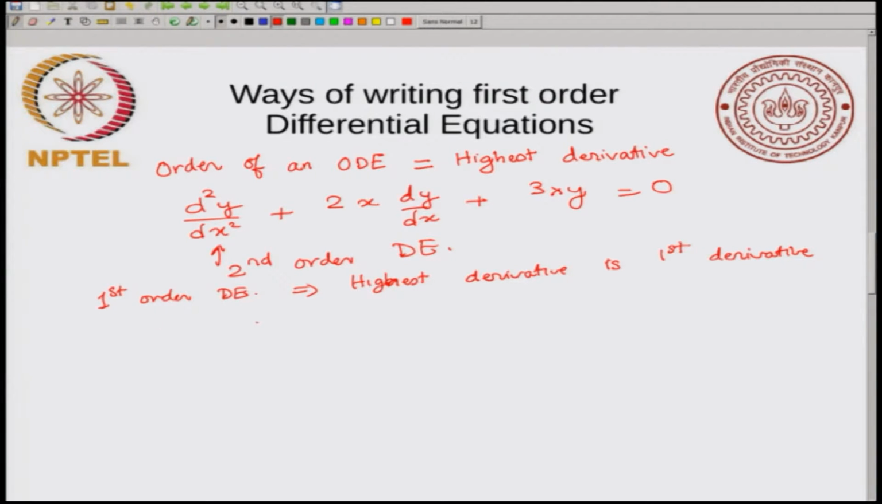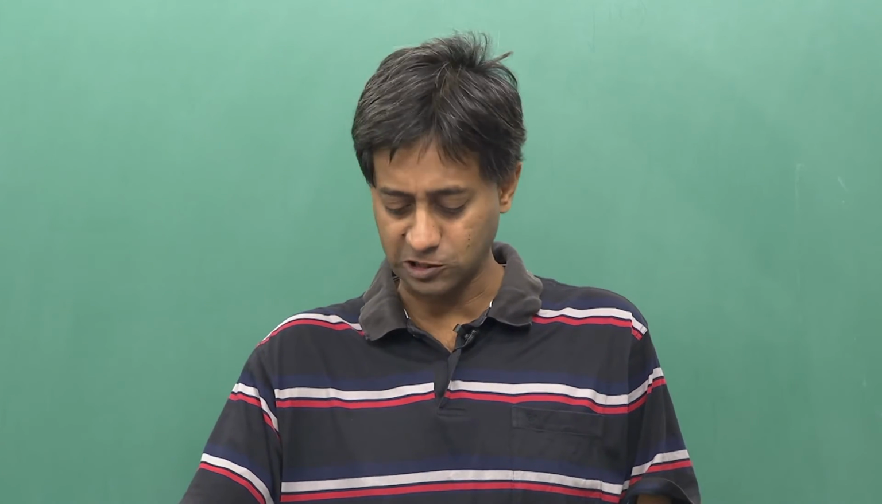So, what are the ways in which you can write a first order differential equation? You might write something like dy by dx is equal to f of x, y in general, some function of x, y. It could be a constant, it could only be dependent on x, it could only be dependent on y, but in general it is some function of x and y. Okay. So, this is one way you could write it, but there are other ways also.